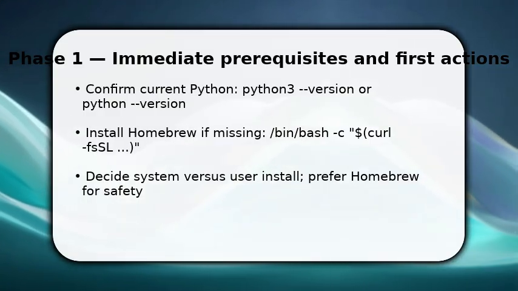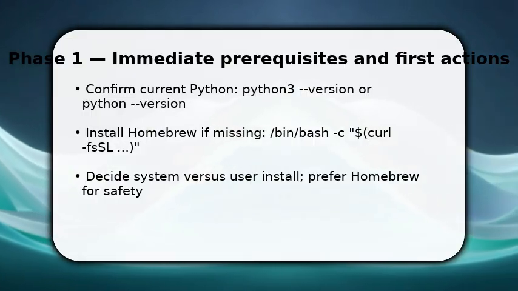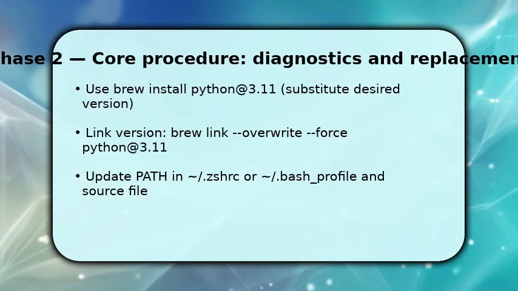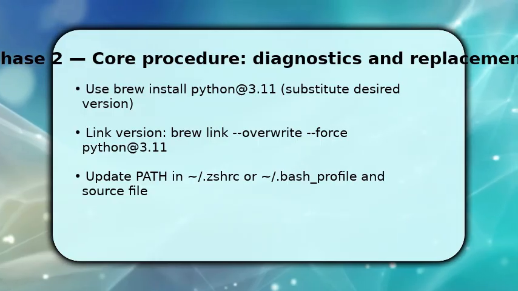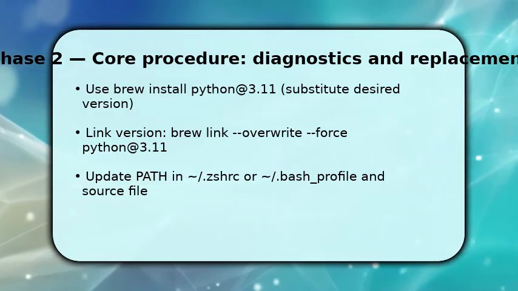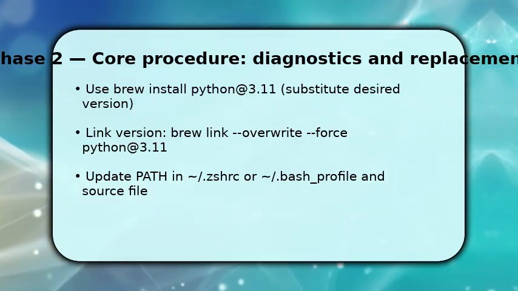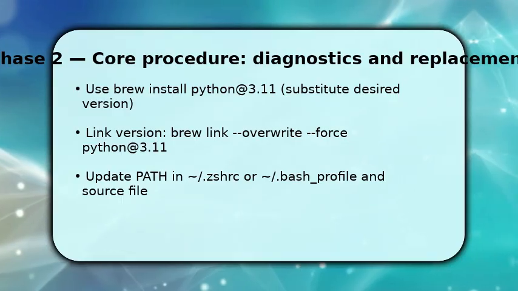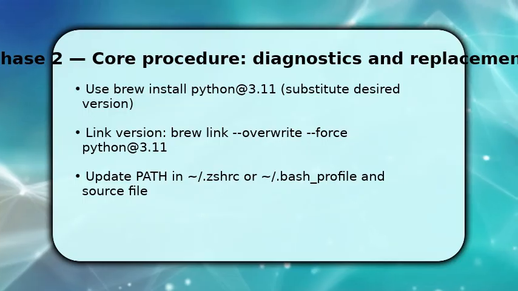Now, update Homebrew with brew update so package data is current, and prepare to install the new Python release. You now install and configure the new Python. Run brew install python@3.11 or substitute the version number you need. Homebrew downloads and compiles the right binary. Once installed, link it with brew link --overwrite --force python@3.11 so python3 points to the new executable.